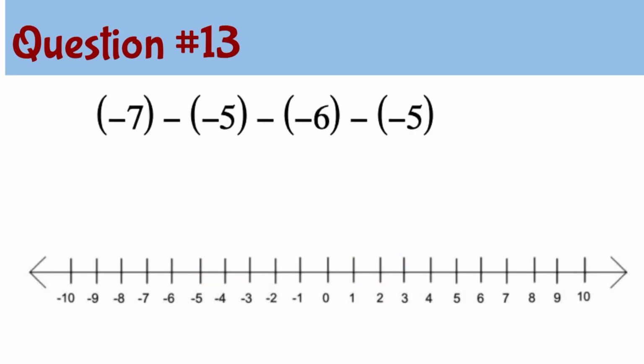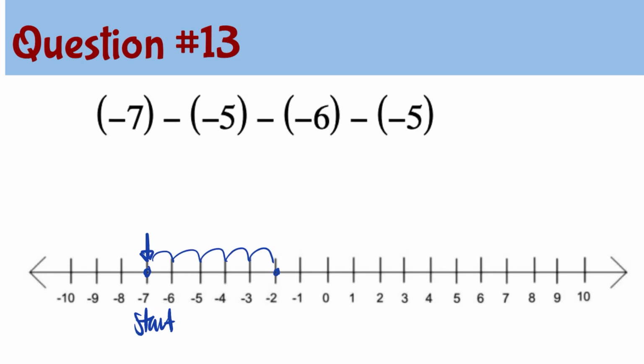Question 13. Negative 7 minus negative 5 minus negative 6 minus negative 5. When simplifying expressions like this, always begin from left to right. So for this question, we're starting with negative 7. From negative 7, we're subtracting negative 5, which means we need to move 5 units to the right. So 1, 2, 3, 4, 5, which is at negative 2.